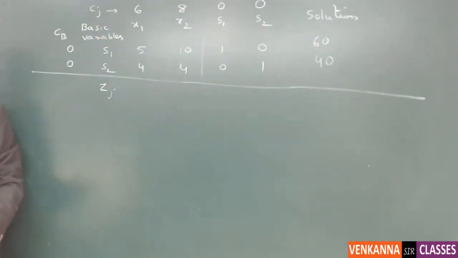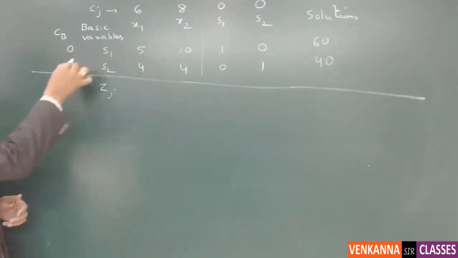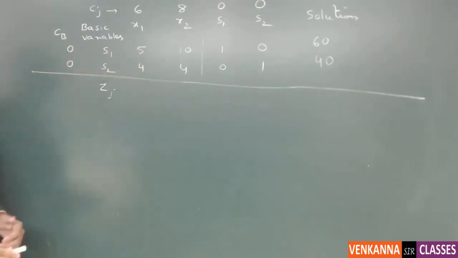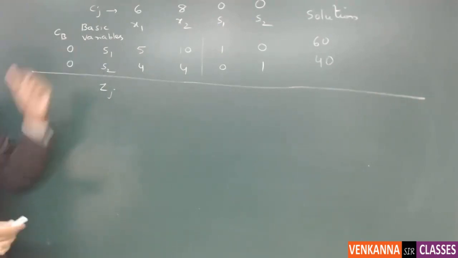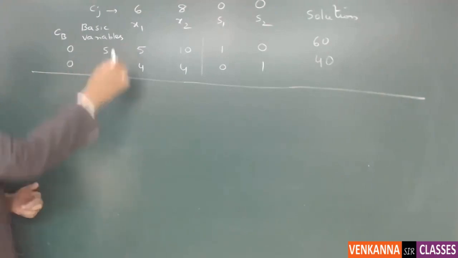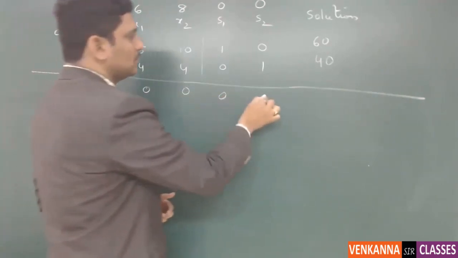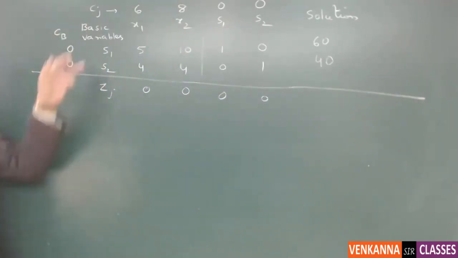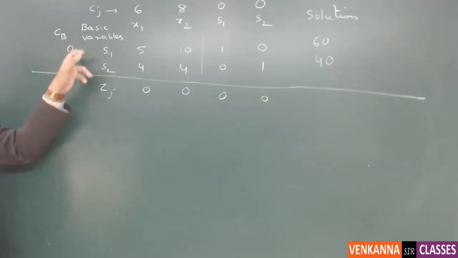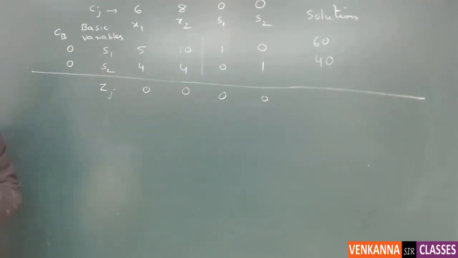So let us multiply the values: 0 into 5 plus 0 into 4. Because in the objective function, we multiply with the corresponding coefficients, right? These are the cost coefficients. So it will be 0, again 0, 0, 0. Accepted now? Initially, the values are 0. So if you multiply and sum up, you will get 0. Clear?